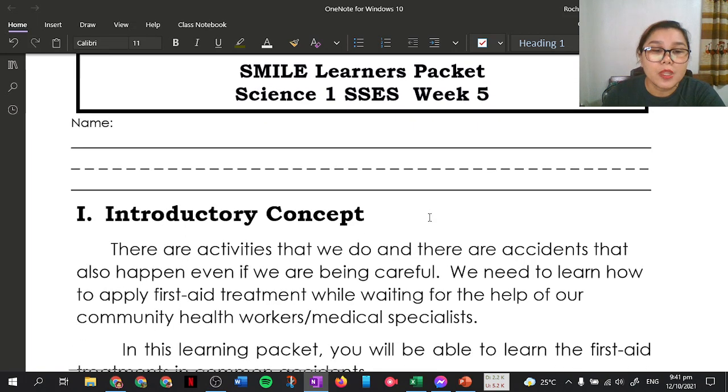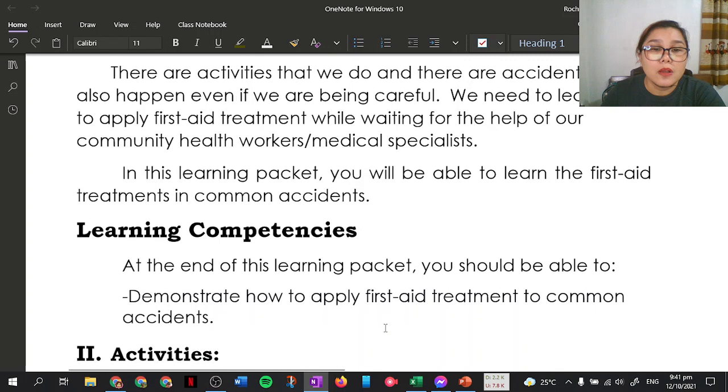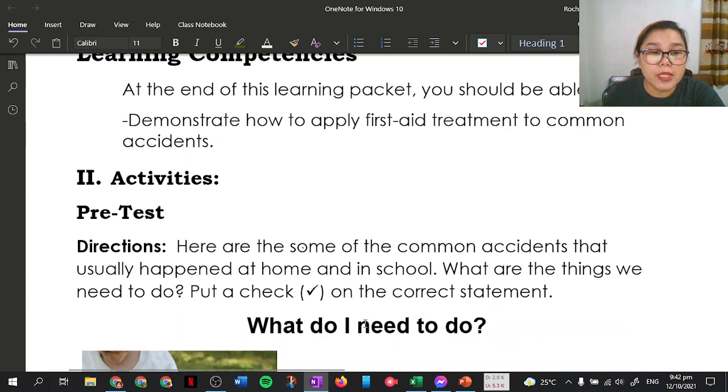Introductory concept. There are activities that we do and there are accidents that also happen even if we are being careful. We need to learn how to apply first aid treatment while waiting for the help of our community health workers or medical specialists. In this learning packet, you will be able to learn the first aid treatments in common accidents. For our learning competencies, at the end of this learning packet, you should be able to demonstrate how to apply first aid treatment to common accidents. We begin with our pre-test directions.